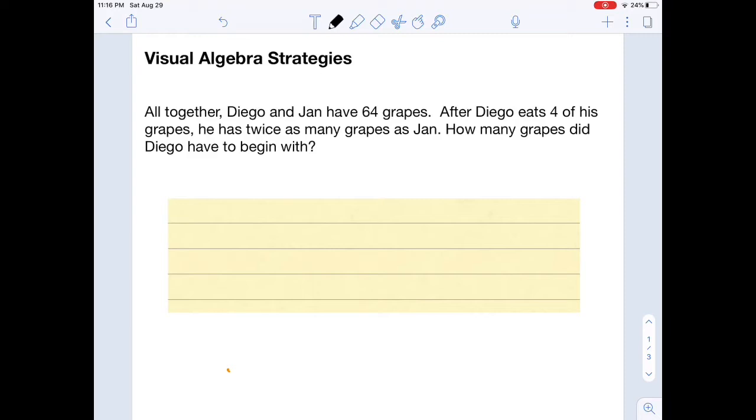Altogether, Diego and Jan have 64 grapes. After Diego eats 4 of his grapes, he has twice as many grapes as Jan. How many grapes did Diego have to begin with?